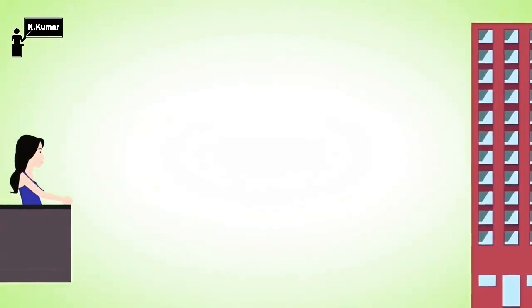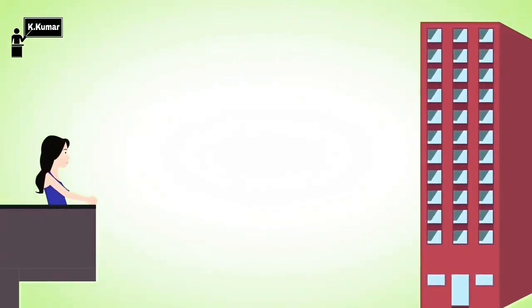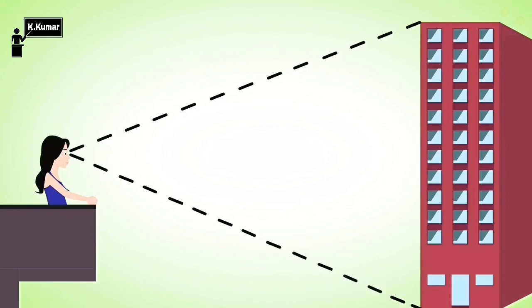Here is a simple problem for you. This is to make sure that you've understood this concept well. Suppose a girl is standing in a balcony of a bungalow and looking straight at a neighboring building which is taller than her bungalow. When she looks at the top of the building, the line of sight is this one, and when she's looking at the bottom of the building, the line of sight is this one. And this is the horizontal line.